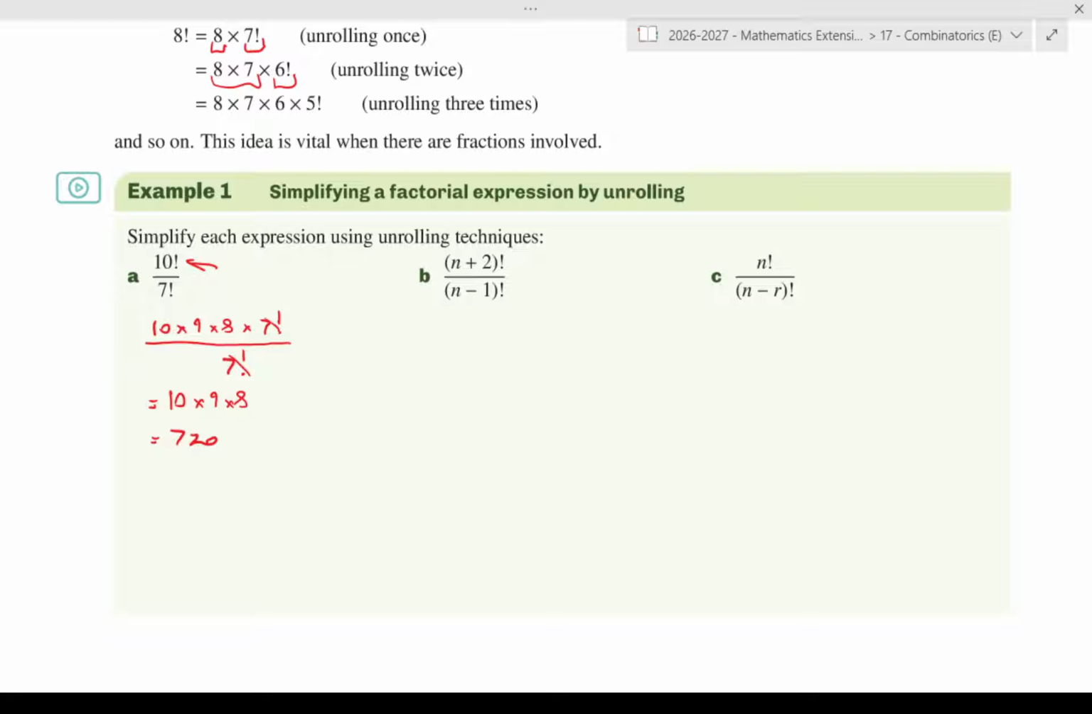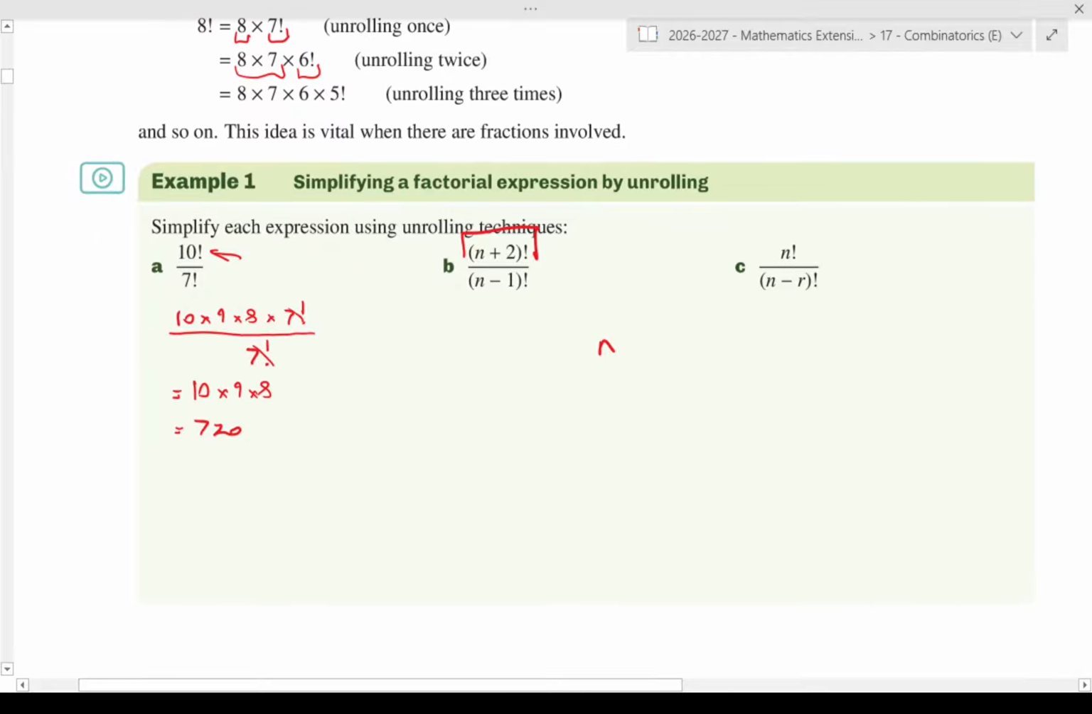Nice and easy. Part B, you've got n plus 2 factorial divided by n minus 1 factorial. So what you've got to think of is, what does n plus 2 factorial mean? So when we're doing these, n is just a number, any number. The number after n would be n plus 1. The number before n would be n minus 1. And the number before that would be n minus 2. Everything makes sense on that? And if I want one further, it'd be n plus 2 and so on and so forth, okay?